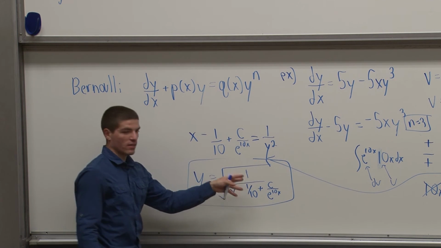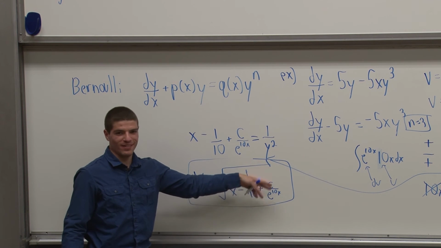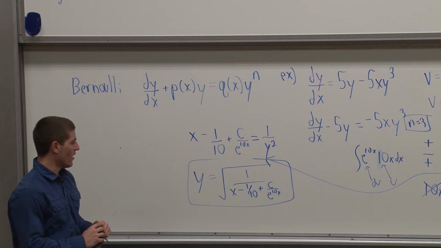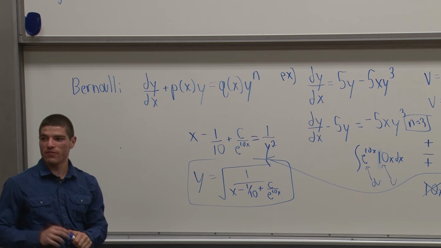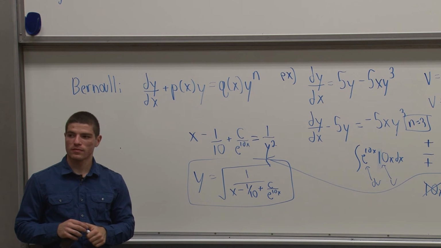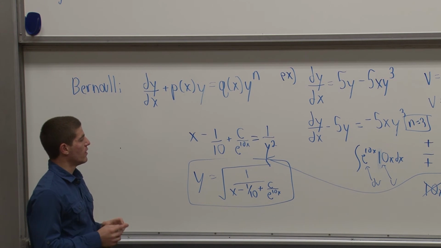And if you had an initial condition, good luck with that. You try to find c somehow with x's and y's. Any questions with that? To find an initial condition in this case, could we do it earlier, before it gets ugly like that?